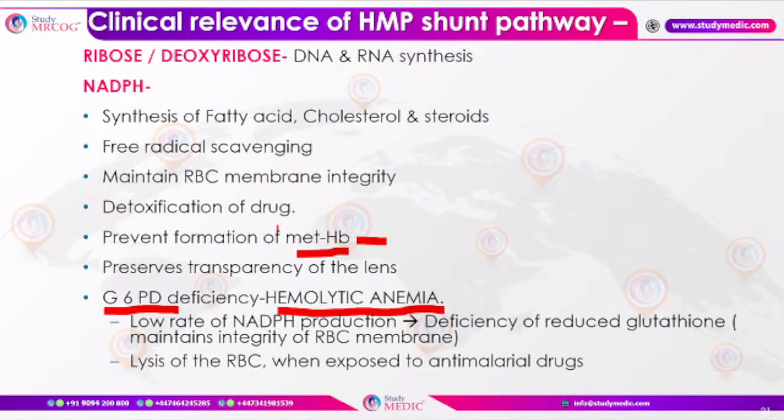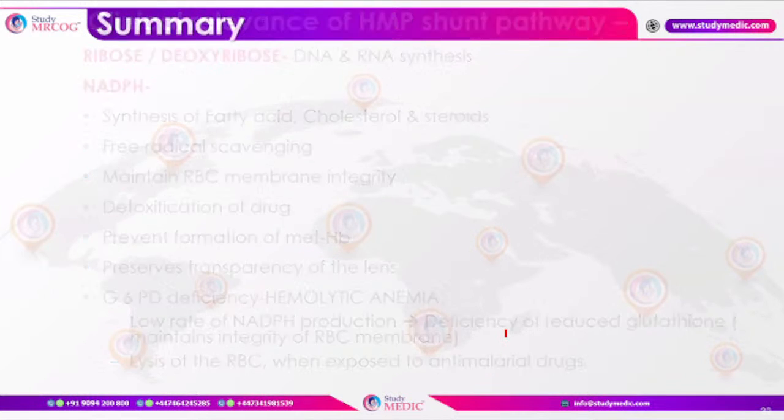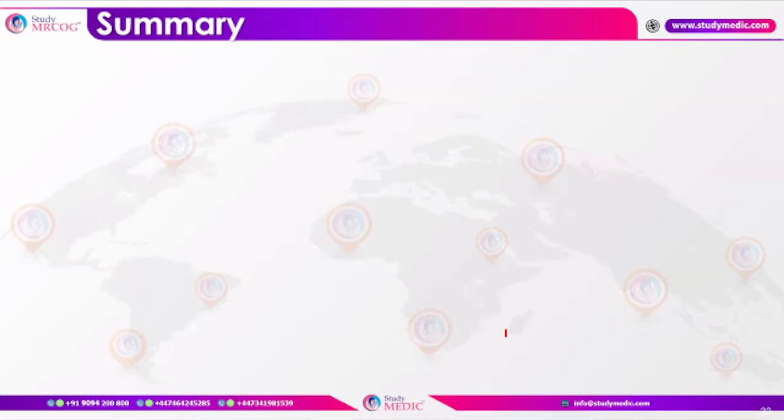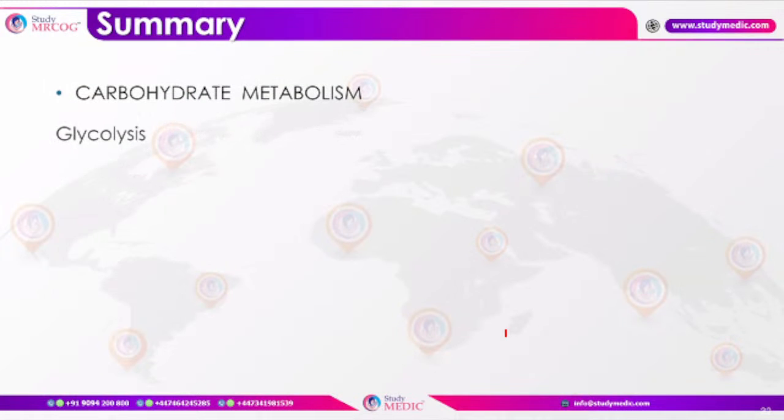One of the classic examples is antimalarial drugs. These drugs can increase bilirubin levels because of the lysis of red blood cells in patients who have G6PD deficiency. So to summarize, in today's episode, we learned about carbohydrate metabolism.